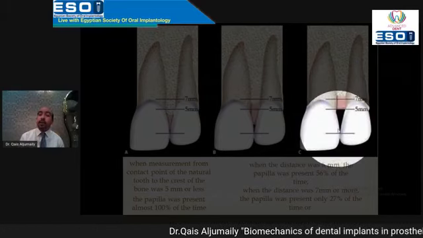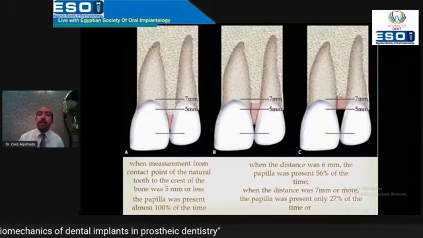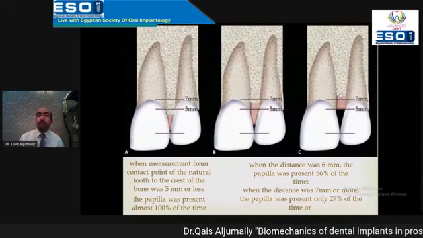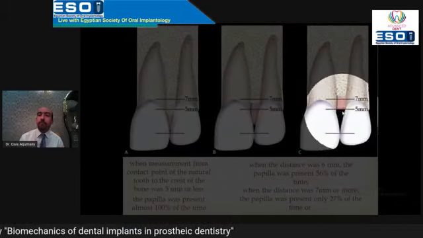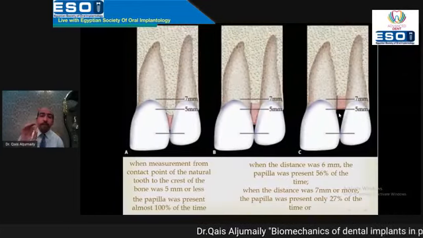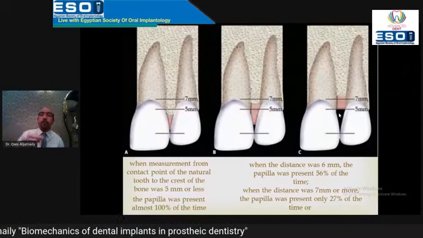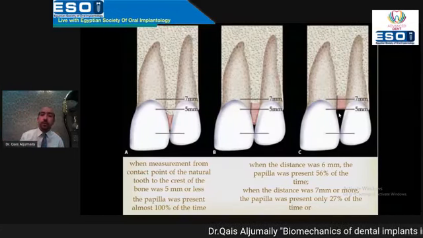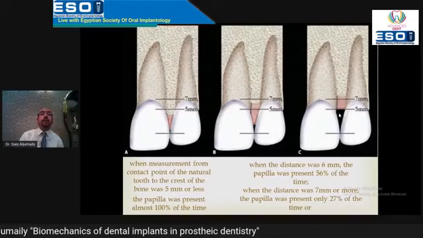And if the distance between the contact area and the crest of the bone is more than 7 millimeters, that means I'm going to lose my interdental or inter-implant papillae completely. And the result will be this ugly black triangle. So I have to take into consideration the vertical placement of my dental implant, the level of the crestal bone, and the position of my contact area between the two adjacent teeth, because this will guide my interdental papillae in the future.